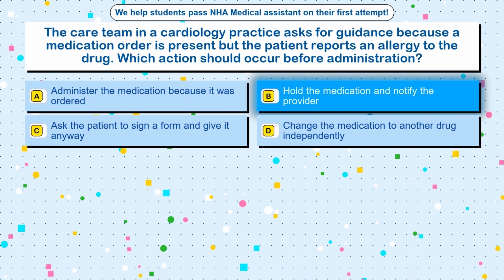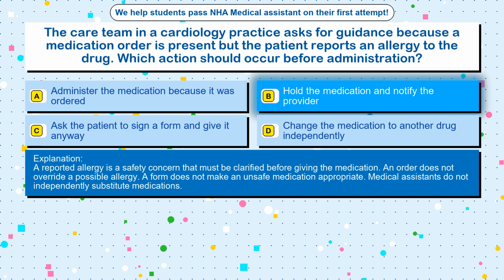The correct answer is option B, hold the medication and notify the provider. A reported allergy is a safety concern that must be clarified before giving the medication. An order does not override a possible allergy. A form does not make an unsafe medication appropriate. Medical assistants do not independently substitute medications.